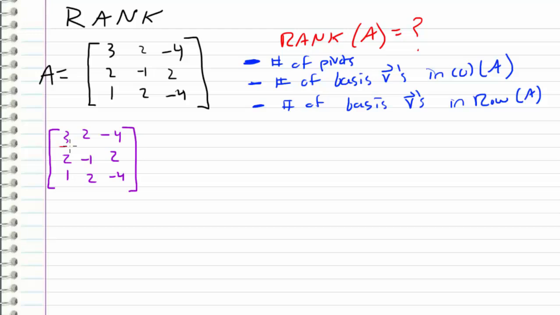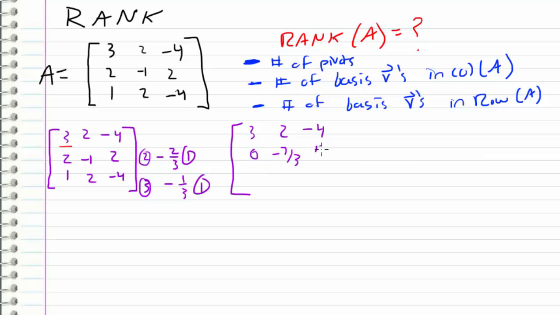So I'm going to start off with this pivot position, and I'm going to eliminate everything below it. So I'm going to take the second row, and I'm going to subtract 2/3 times the first row. And I'm going to take the third row and subtract 1/3 times the first row. And this gives us the matrix 3, 2, negative 4, 0, negative 7/3, and 14/3. And in the bottom row, I get 0, and then I have 6/3 minus 2/3, which is 4/3. And then I have negative 12/3 plus 4/3, which is negative 8/3.